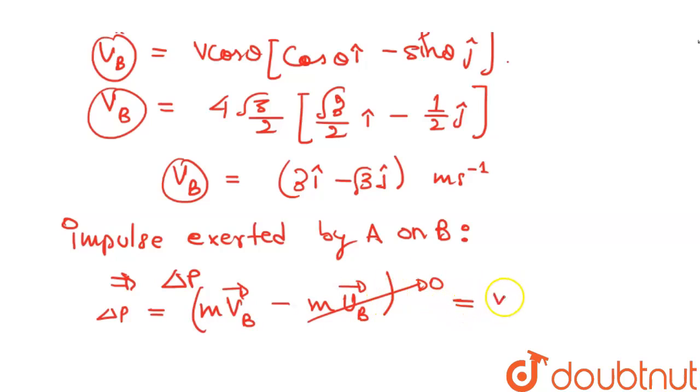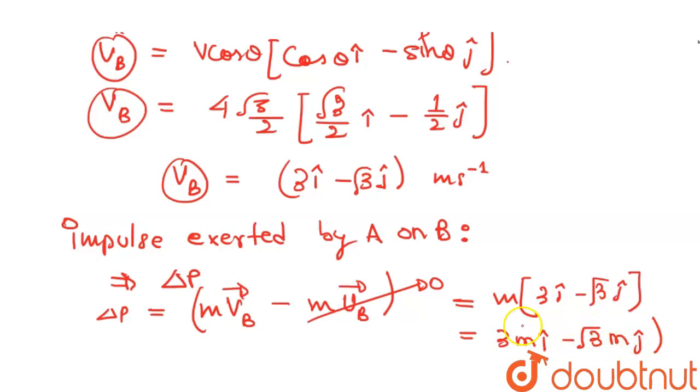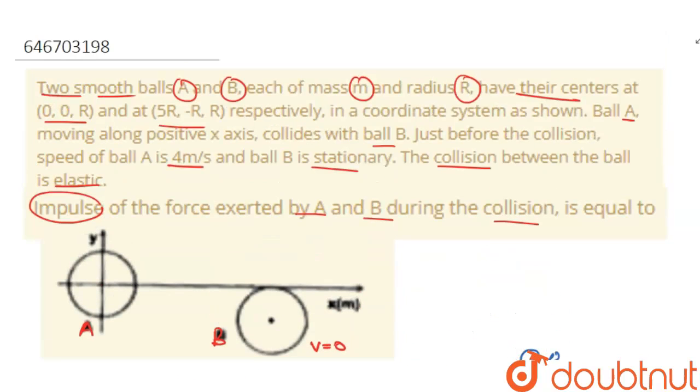The change in momentum comes as 3m i cap minus root 3 m j cap. Alright, so this will be our impulse between A and B, that is, the impulse exerted on B by A. Right, so yes, this will be our final answer.